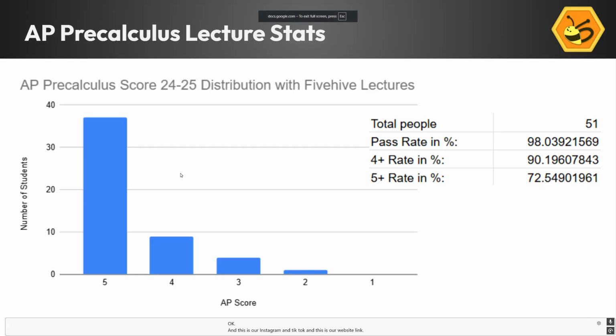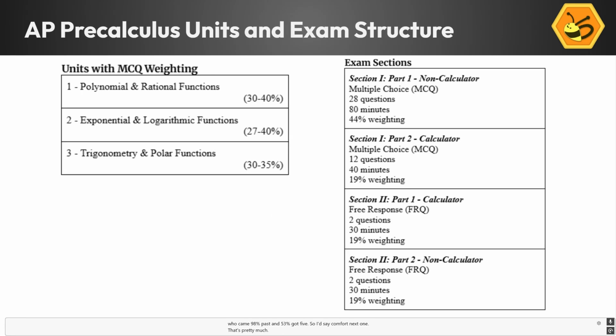So first thing from last year, the people who came to these lectures, 98% passed and 73% got a 5. So I think you should come for the next few lectures, for the rest of the year. Because think about it, out of 51 people who came, 98% passed and 53% got a 5. So I'd say come for the next one. P is actually less than 0.05.